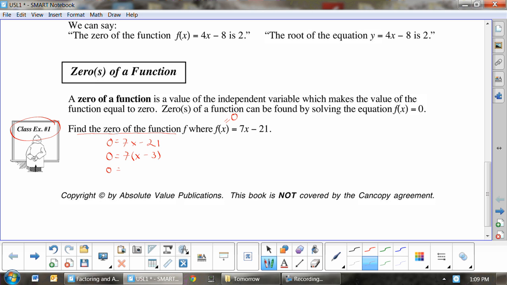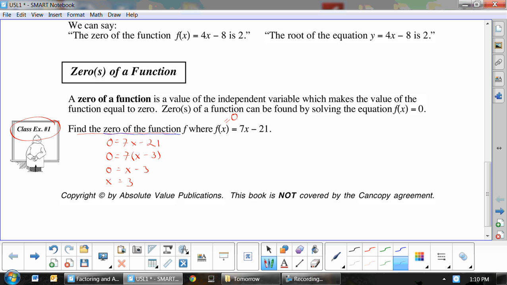And then from the zero product law, we can go 0 is equal to x minus 3, and then x is equal to 3. Yeah, you divide both sides by 7. So 0 divided by 7 is 0. So when we're looking for the zeros of a function, it's just like we're trying to solve the equation. We can do it the exact same way, which is awesome.